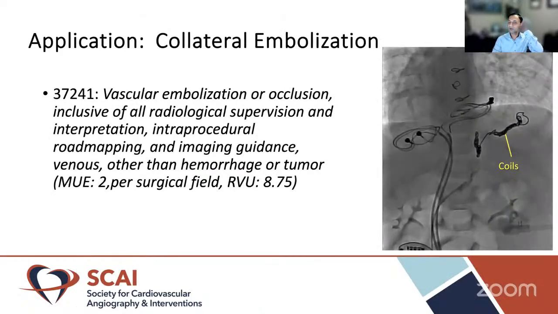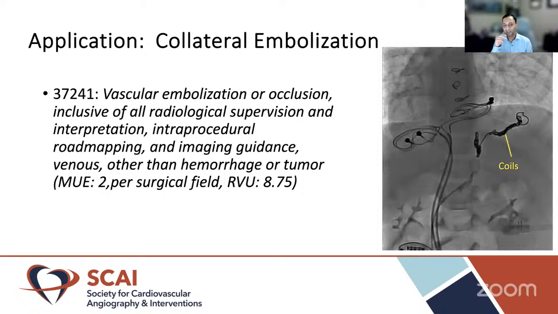And lastly, what is the application? Once we find collaterals, we often go and embolize them, as I did in this particular scenario. And as Dr. Ring mentioned, we now have a dedicated code for vascular embolization of a venous collateral, which is 37241. This code includes embolization, catheter placement, and intraprocedural road mapping.